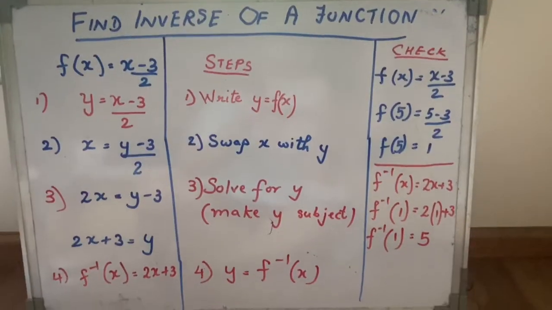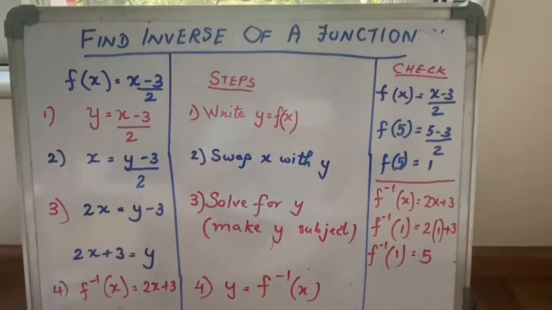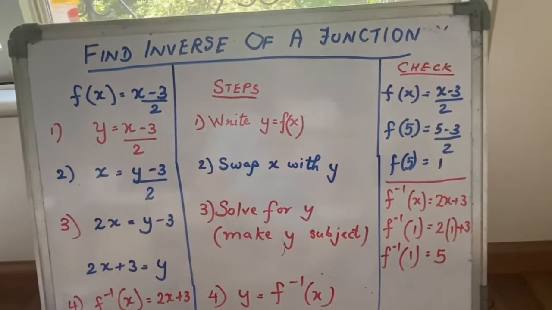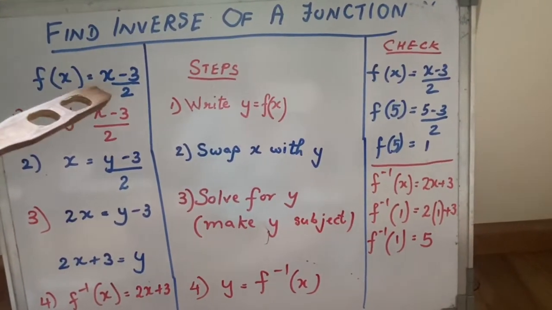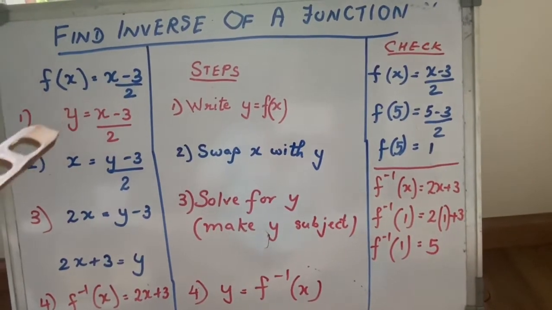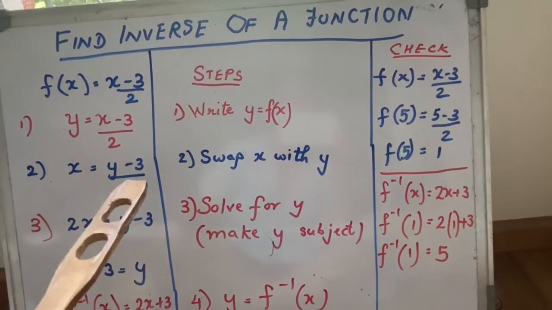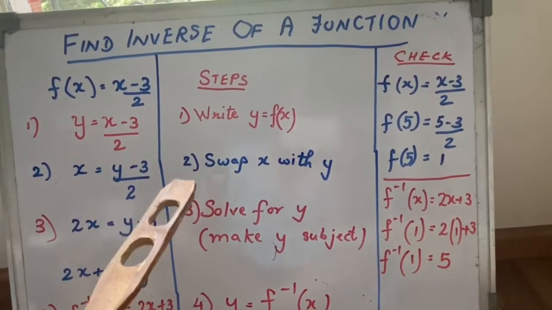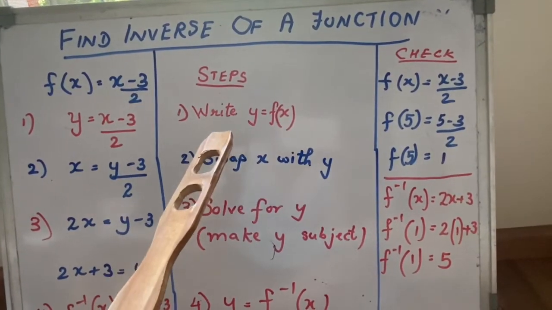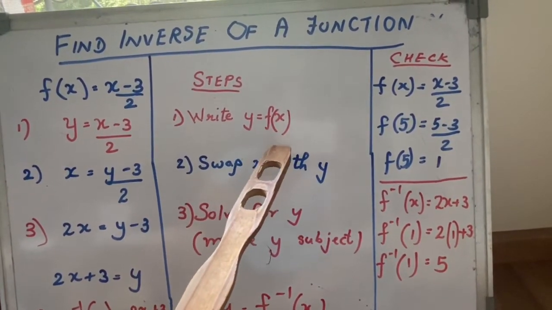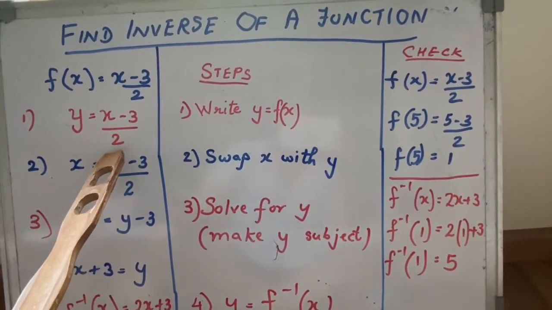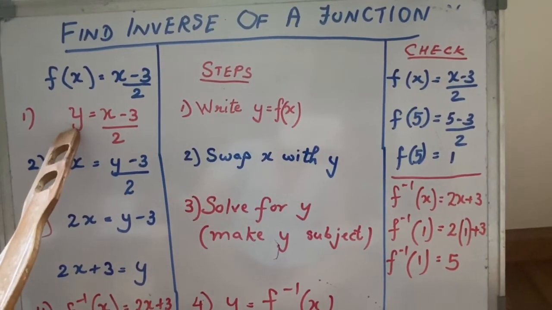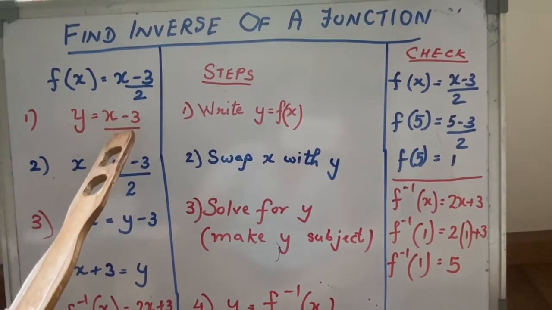Now let's understand how we find the inverse of a function. Let's say you have a function f of x is (x minus 3) by 2 and you want to find its inverse. Understand the steps. The first step is write y is equal to f of x. So your given function (x minus 3) upon 2 is equal to y.